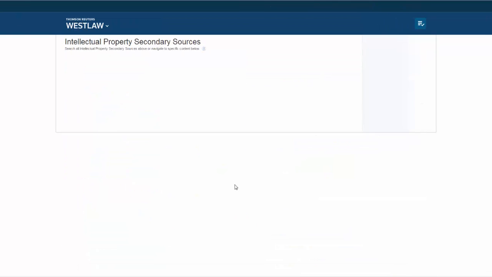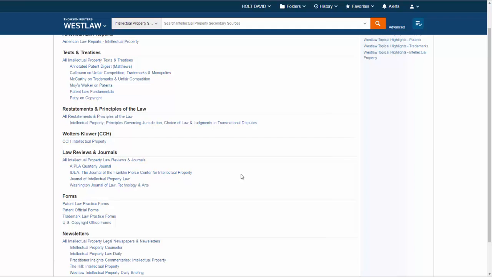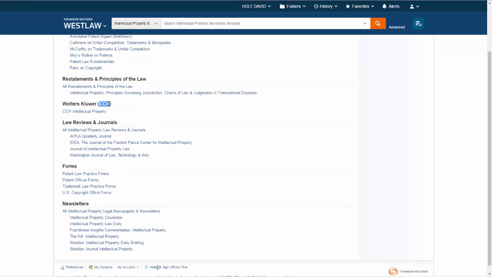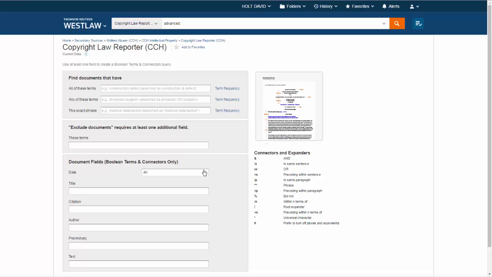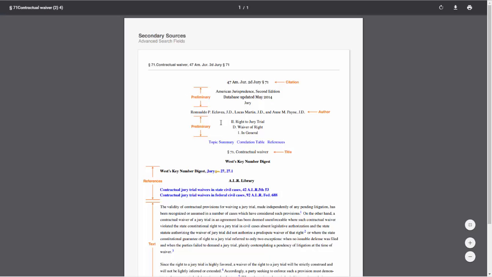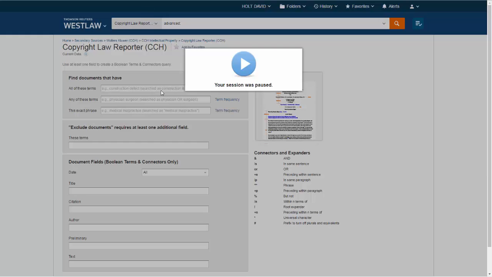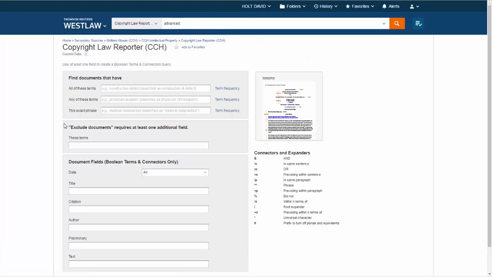You'll also notice here that CCH, which is owned by Wolters Kluwer, has some material that has been licensed out to Westlaw available here. So if we click on CCH Intellectual Properties Library, you'll see that the Copyright Law Reporter is included in that set. If we click on the Copyright Law Reporter, that will give us a template using these segments, which we can use to locate cases, both reported and unreported cases that have dealt with copyright issues.